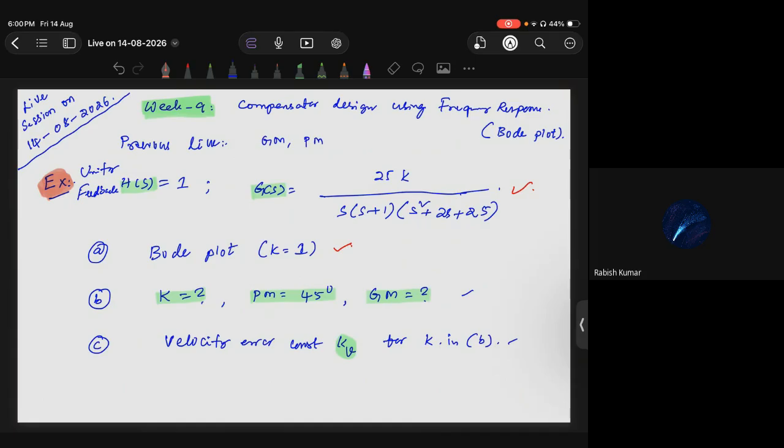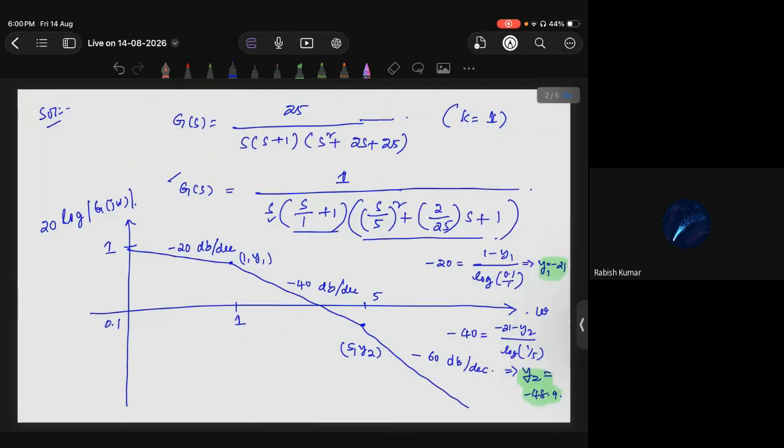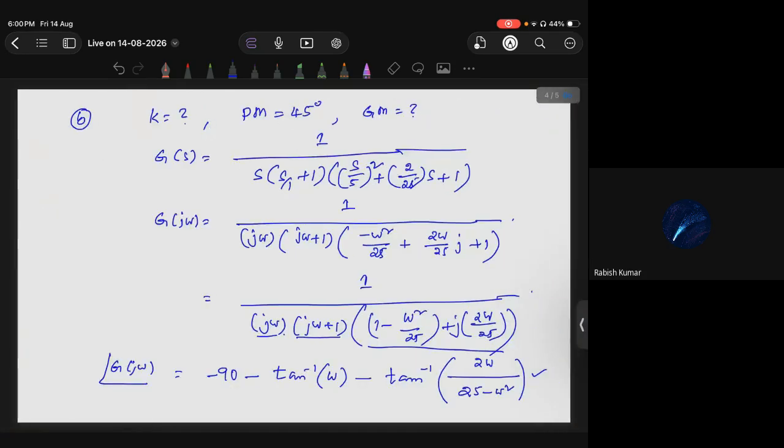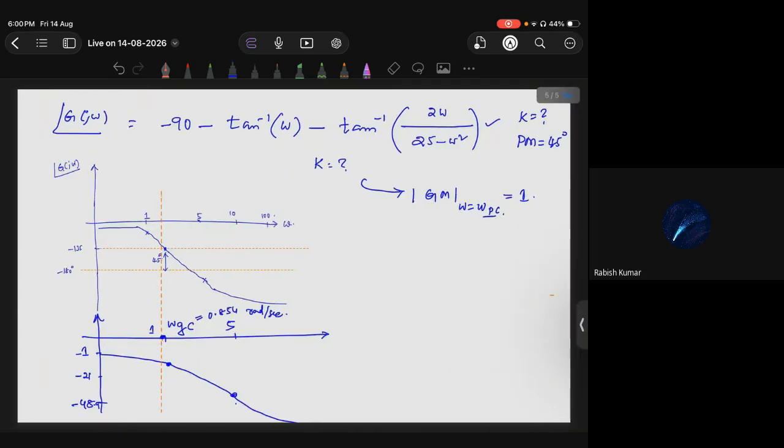Okay. So I'm giving this as a homework problem. You can give a try on this KV. So the only thing is that in the second question, first you equate that one. So what you do in general, if 45 degrees is given to you, find that omega GC. So with the 45 degrees, find this omega GC.